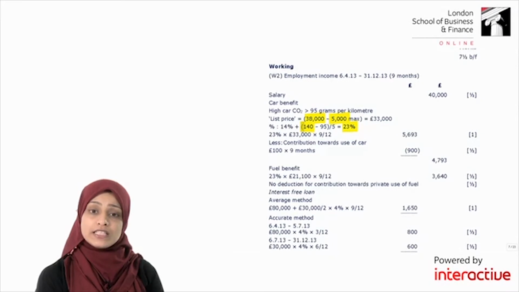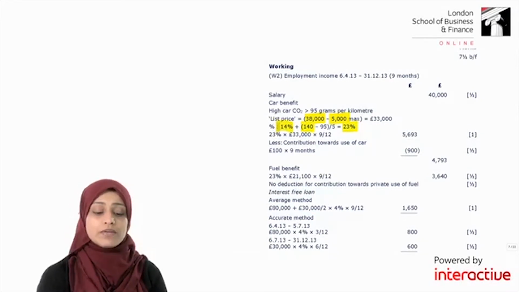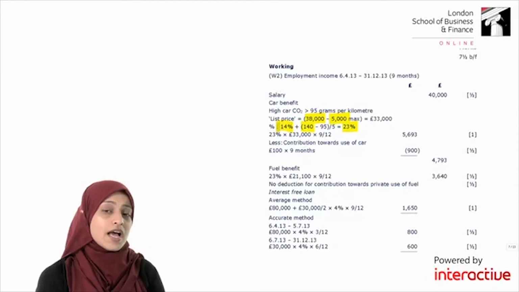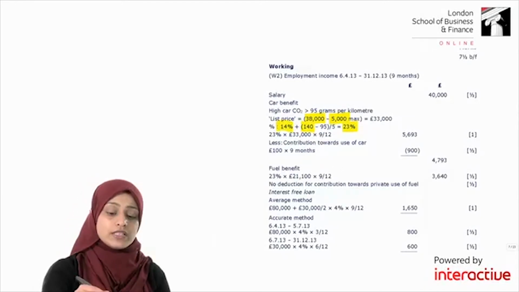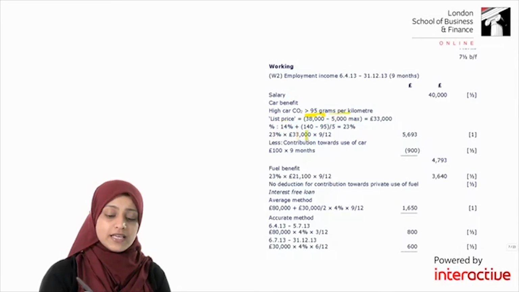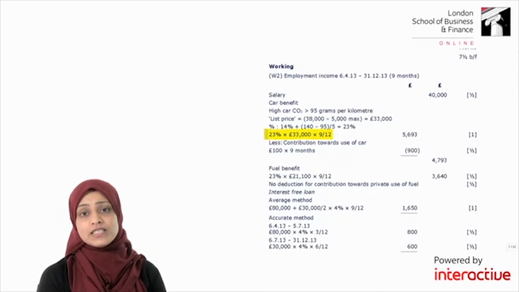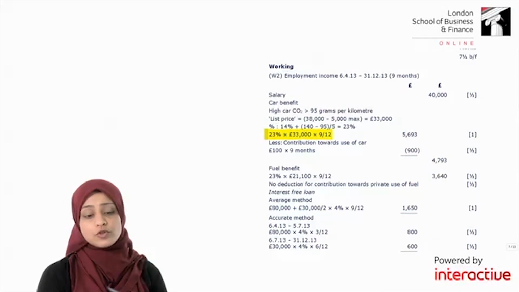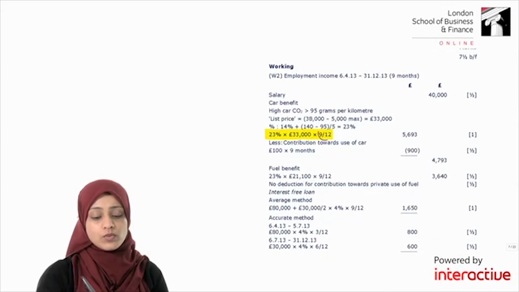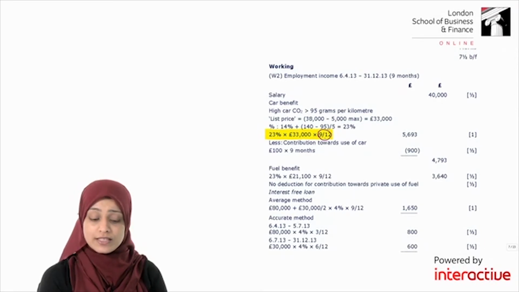140 minus 95 divided by 5 plus the base of 14, because it's a diesel powered car, and our percentage is 23%. The car benefit is calculated by taking the list price minus capital contribution multiplied by the CO2 percentage, and then time apportioned. Time apportioned because Karen was only employed for 9 months of the tax year.